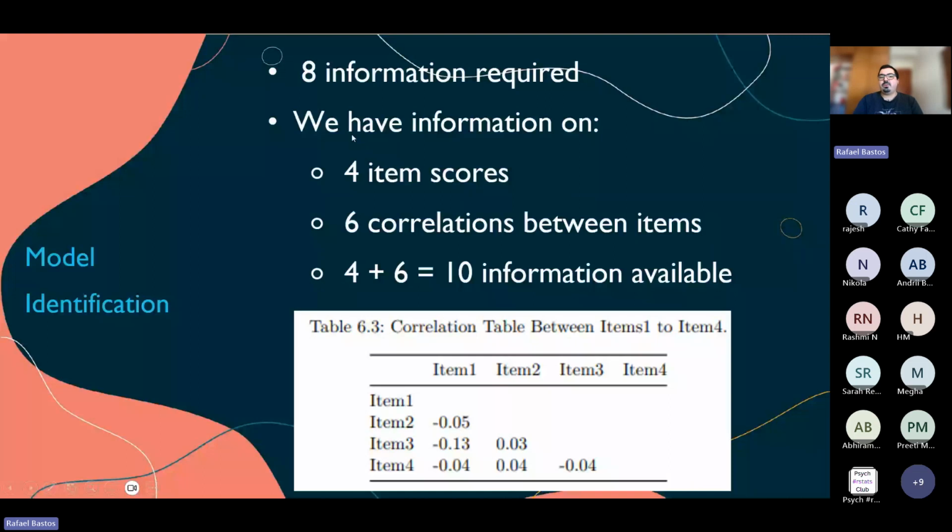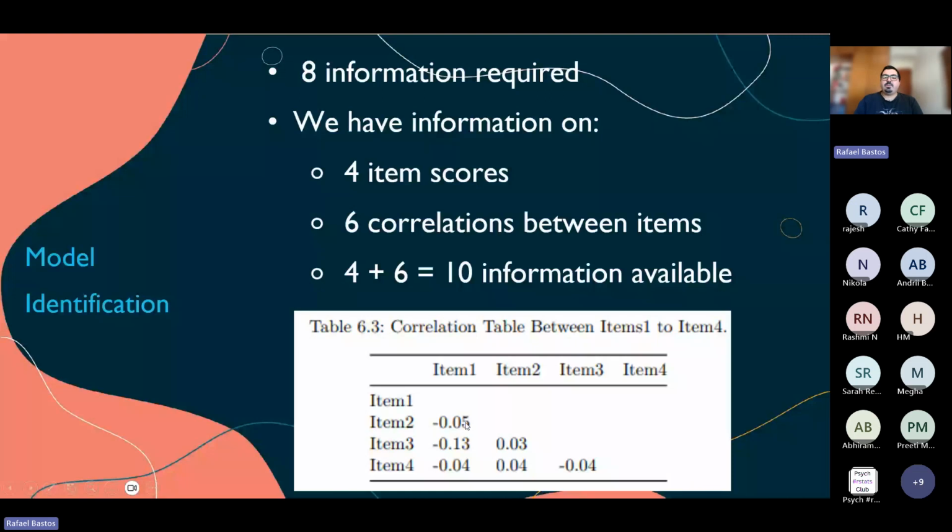We have four item scores, which is the score of a person in a Likert type item, for instance, and six correlations between items. As we can see here in the correlation table below, it's an example.